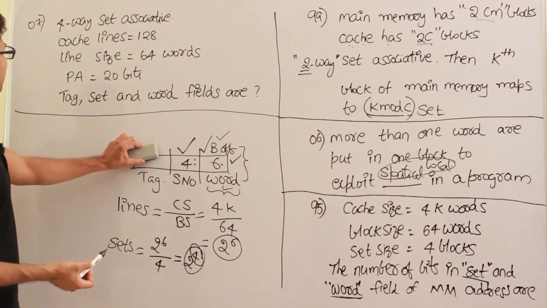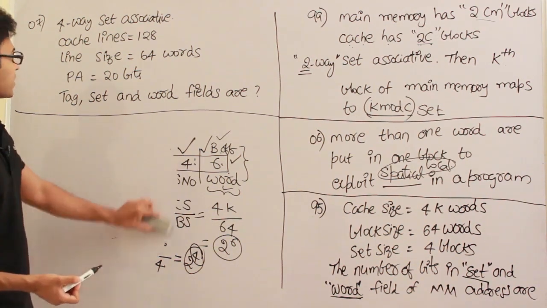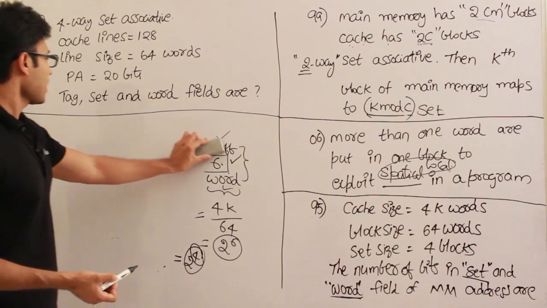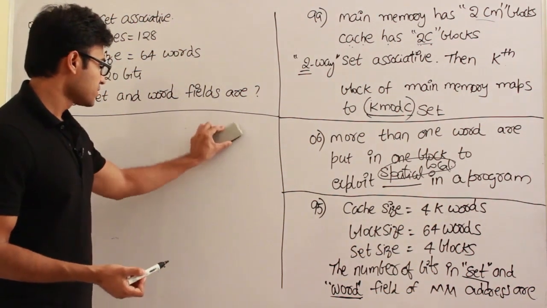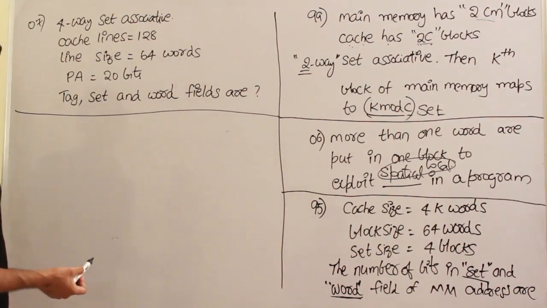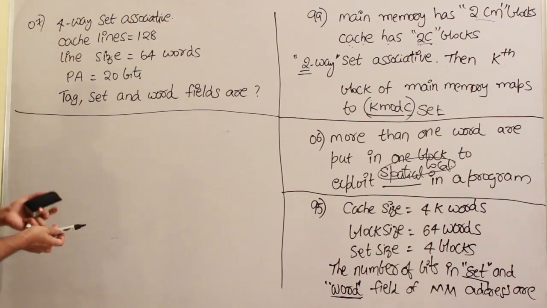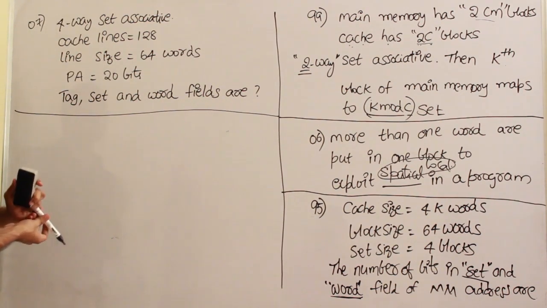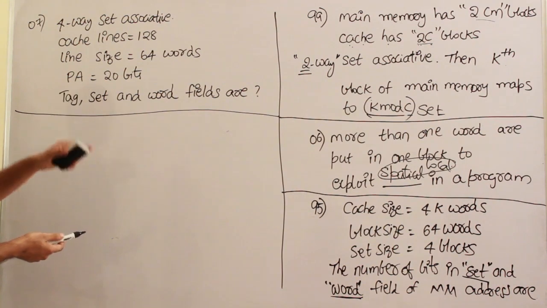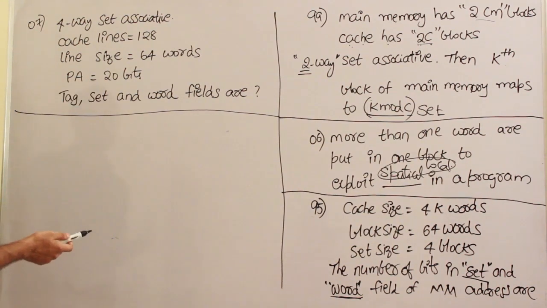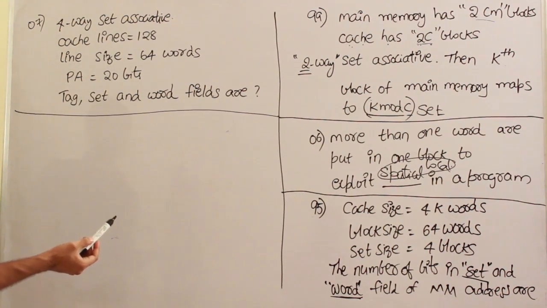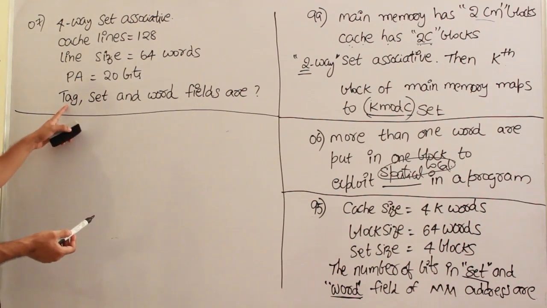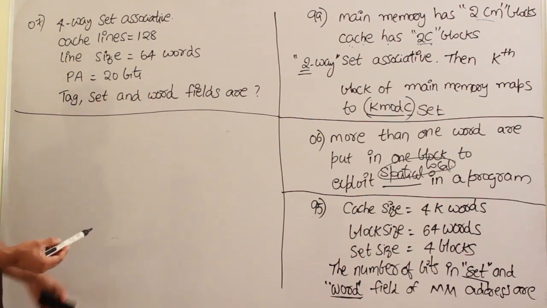And the next question is, they are saying that it is a 4-way set associative mapping and the cache is containing 128 words. Watch this, the cache lines are 128 and the line size is so and so, and the physical address is 20 bits. Now how they are asking is, how are these 20 bits organized? What is the tag field, what is the set field, and what is the word field?